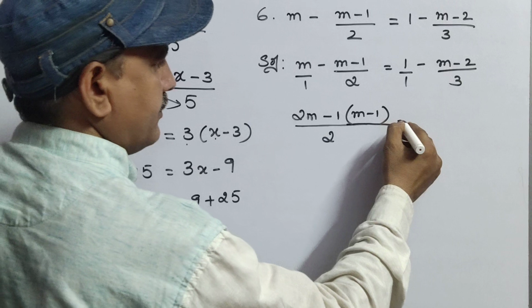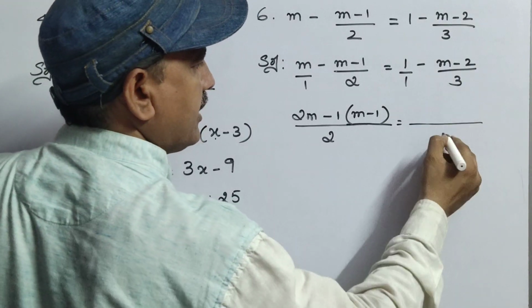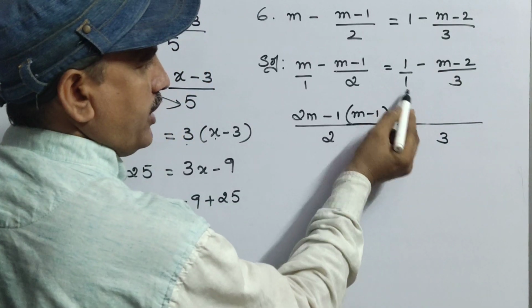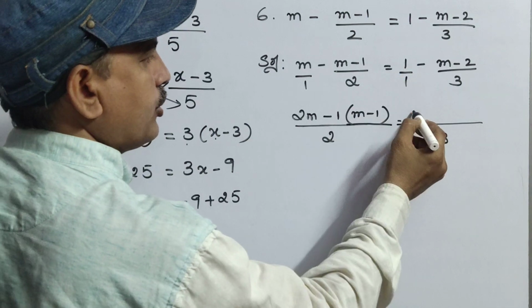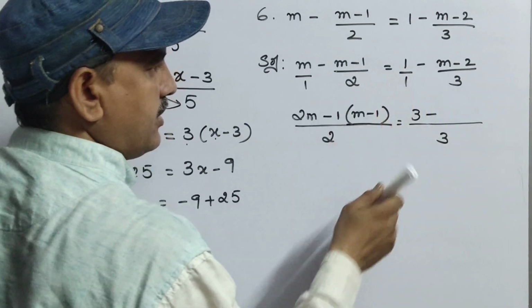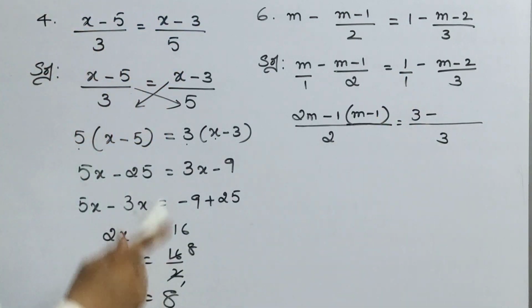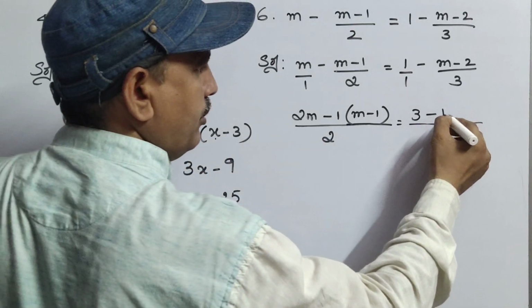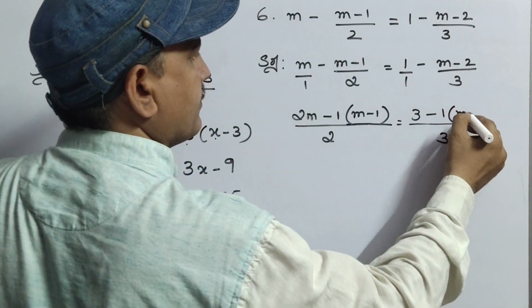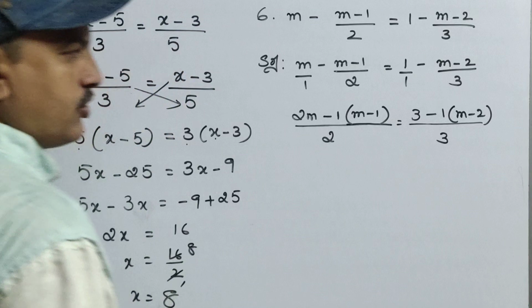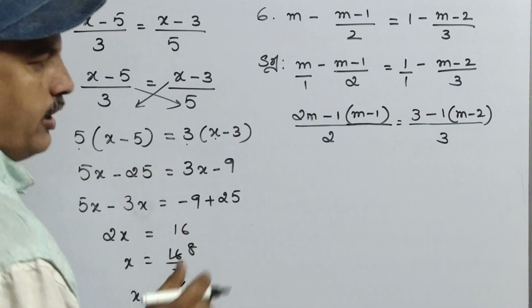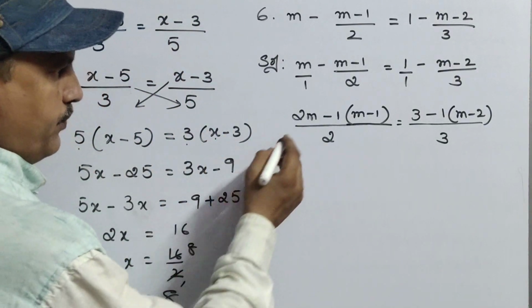Next, for 1 and 3 the LCM is 3. 1 table 3 how many times? 3. So 3 into 1 is 3 minus, in 3 table 3 how many times? 1 time. So 1 into (m minus 2). If you write like this, no, you will have clarity, and you will not commit any mistake also.